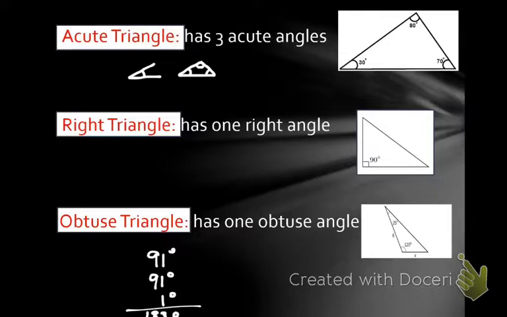183. Is that possible? No. So is it possible to have more than one obtuse angle? It is not ever possible in a triangle. So always know that an obtuse triangle will only have one obtuse angle.